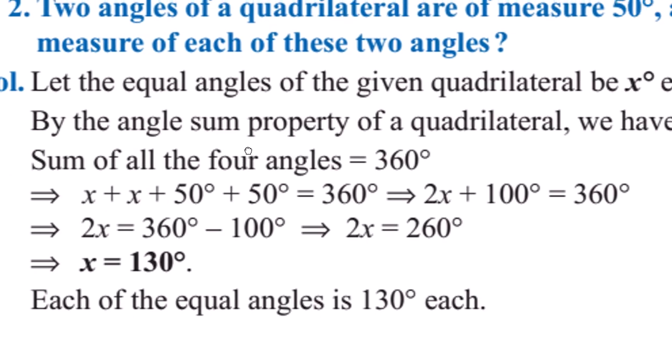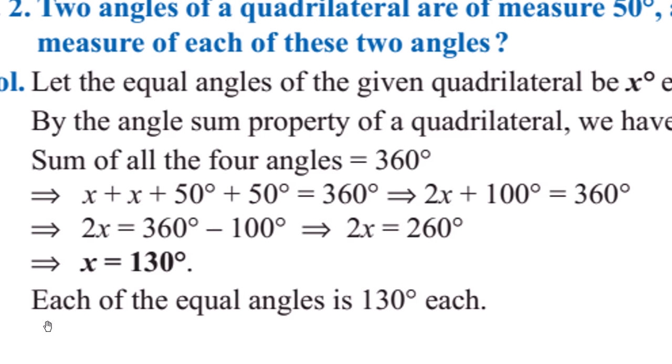By angle sum property, the sum of all angles is 360. Two angles are x and x, two angles are 50, 50. So x and x, how much? 2x. 50 plus 50, 100. 2x plus 100 equal to 360. 100 goes aside. 2x equal to 360 minus 100. 2x equal to 260. So x equal to 260 by 2, 130.